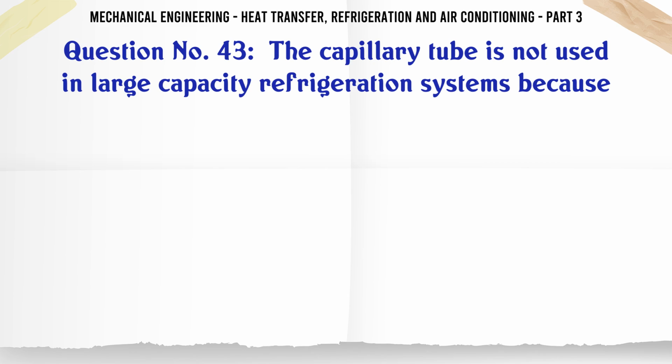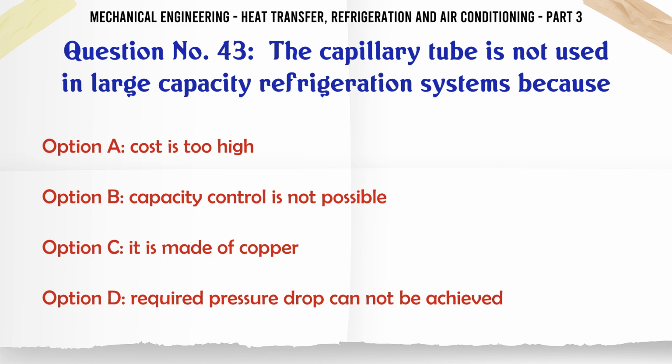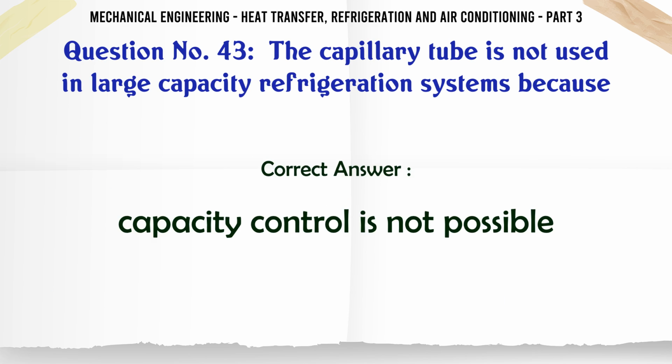The capillary tube is not used in large capacity refrigeration systems because: A. cost is too high, B. capacity control is not possible, C. it is made of copper, D. required pressure drop cannot be achieved. The correct answer is capacity control is not possible.